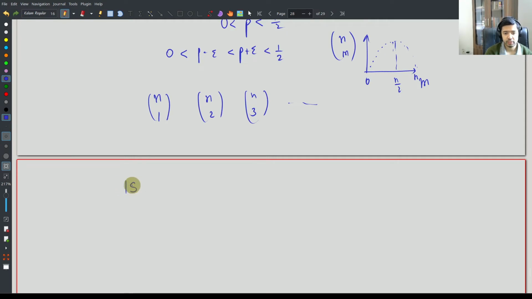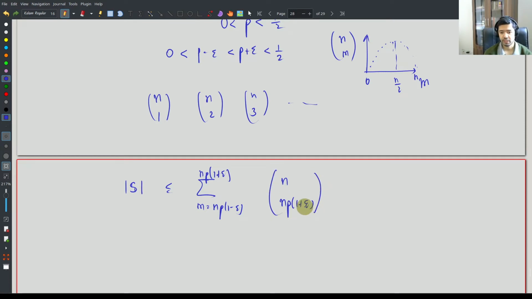the size of S can be upper bounded. Remember, it's a sum of terms, so it is less than or equal to the summation, m going from np(1 - epsilon) to np(1 + epsilon), of n choose m. The largest term will be n choose np(1 + epsilon). Right? Is that okay? Sir, can you explain the last step? How did you get this thing, sir?